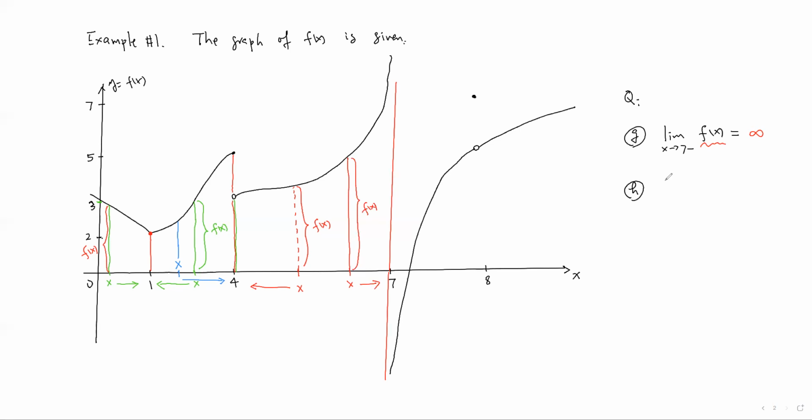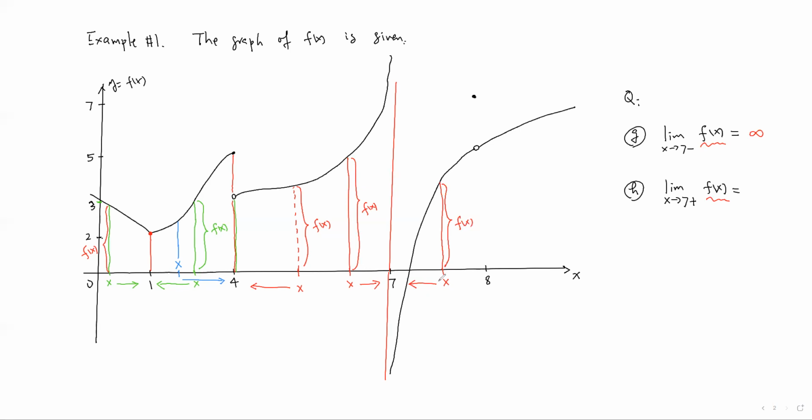H. How about this limit? x approaches 7 from the right side. Okay. Now, x approaches 7 from the right side. Let me pick a point. Okay, for x. Yeah, say this is an x. x approaches 7 from the right side. f of x is the height of the graph at x. Yeah, this height is f of x.